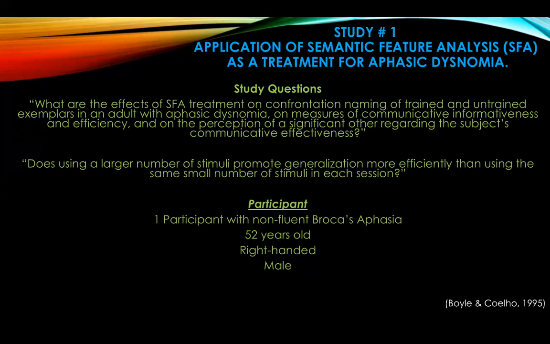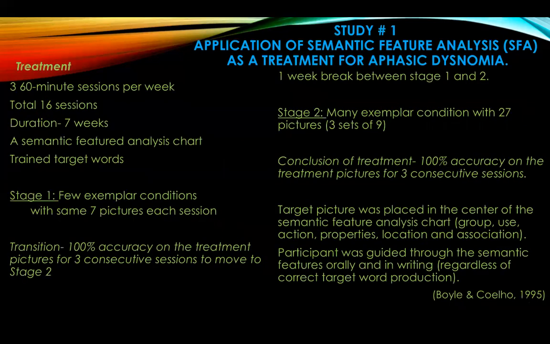Participant was a 52-year-old male with Broca's aphasia. Treatment included 3 60-minute sessions per week for a total of 16 sessions in 7 weeks. And semantic feature analysis was used to help the participant retrieve trained targets. Participants were guided orally and in writing. Error responses were met with verbalization of target word, and the participant was asked to repeat it as well as review all the features of the target word, and that's regardless of the correct word production.